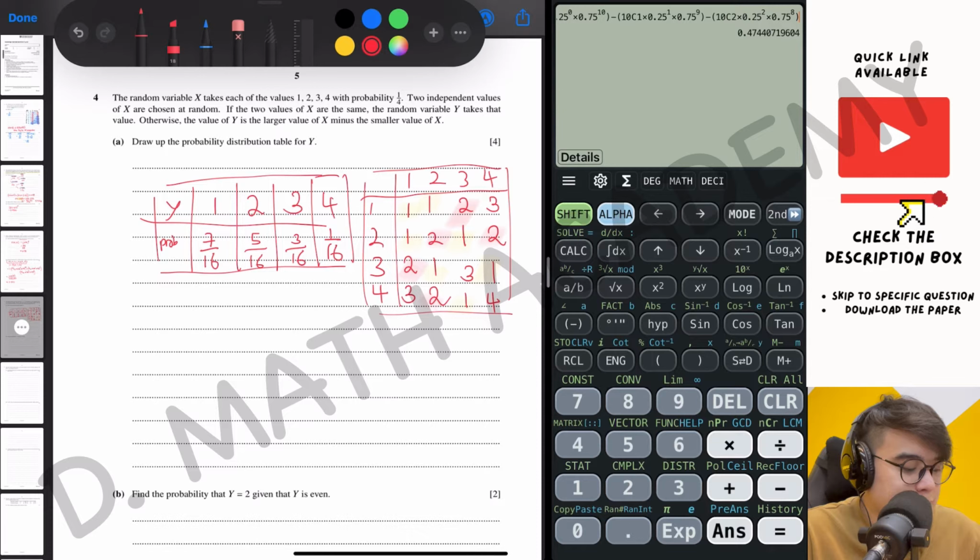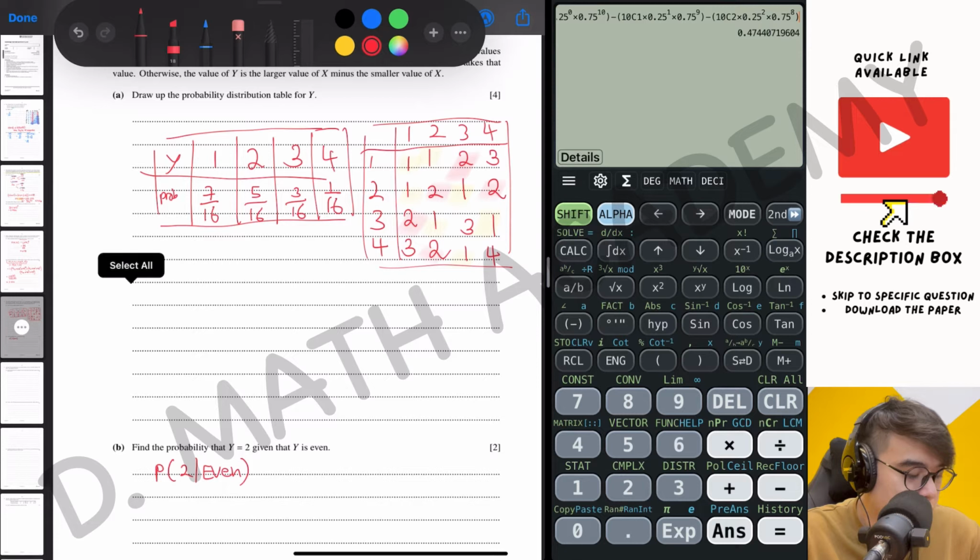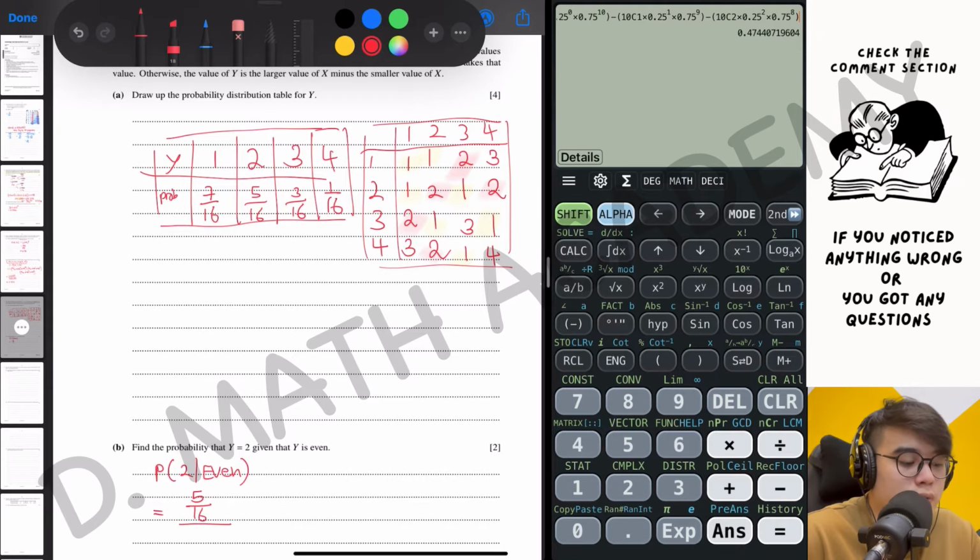Find the probability that y equals 2 given that y is even. So P(y = 2), we already got it. That will be 5/16. The denominator will be all the values where y is even. So I shaded them in blue, easier for you to understand.